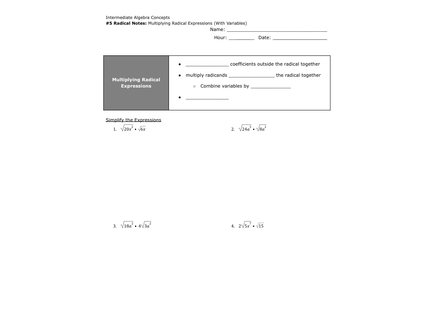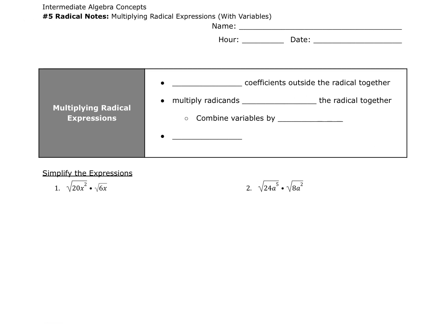Everyone, today we're working on notes number 5, multiplying radical expressions with variables. So our first step when we want to multiply these is to multiply the coefficients. Coefficients are the numbers that are in front of your radical. So before your square root, whatever number comes before that would be your coefficient.